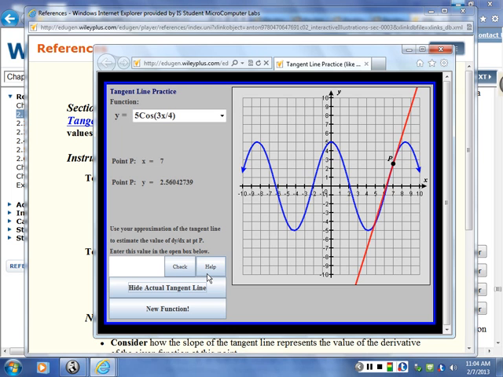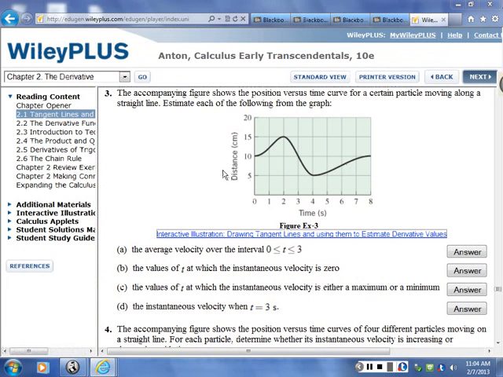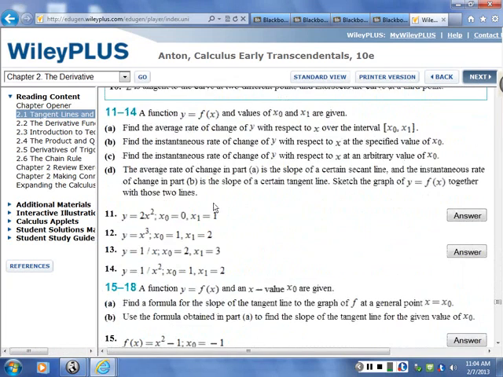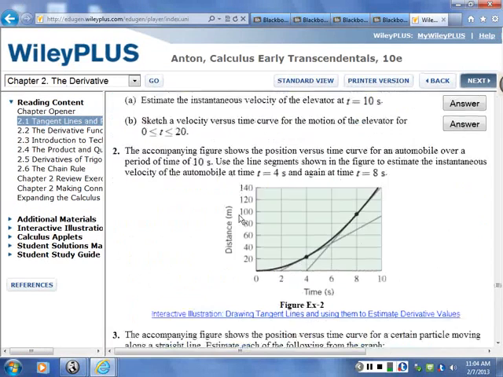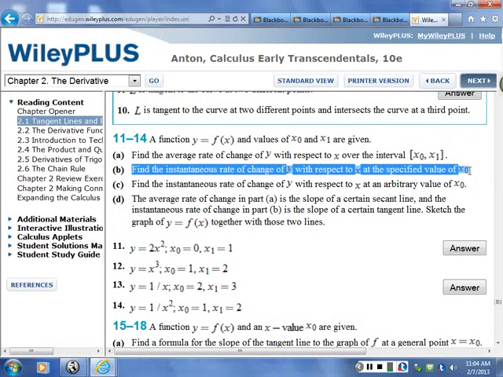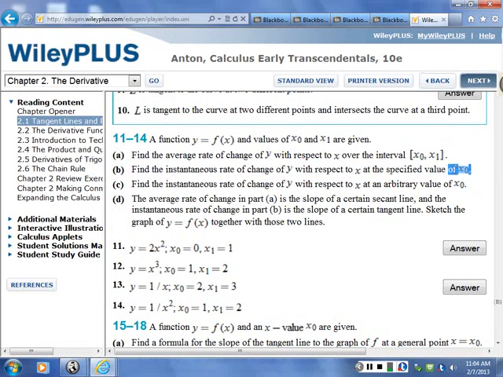Okay, does anyone have any other questions on the written homework? I do. Okay, go ahead. 11B, I'm not sure where to go with that. On 2.1, 11B. Okay, if I can zoom in. We have 11B. Find the instantaneous rate of change of y with respect to x at the specific value x naught, x naught being 0.